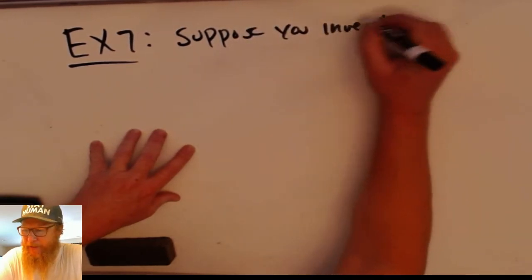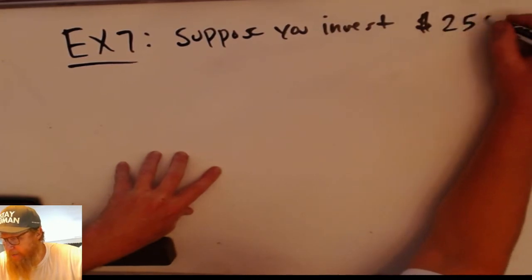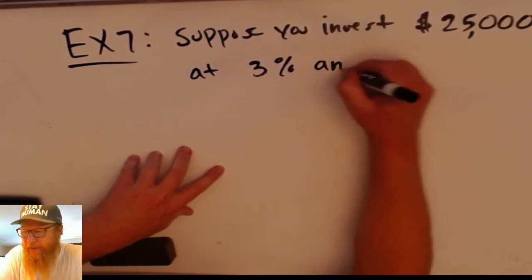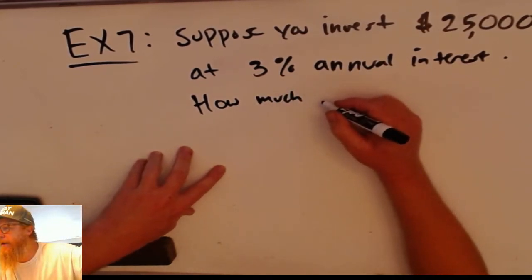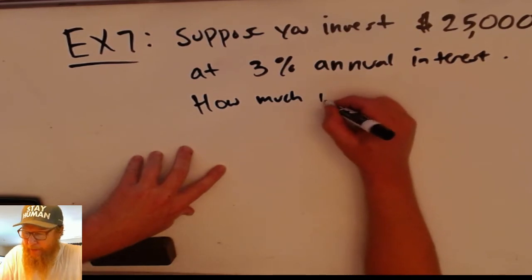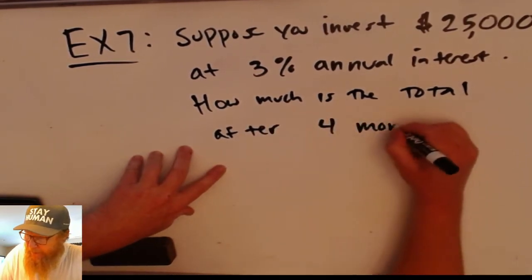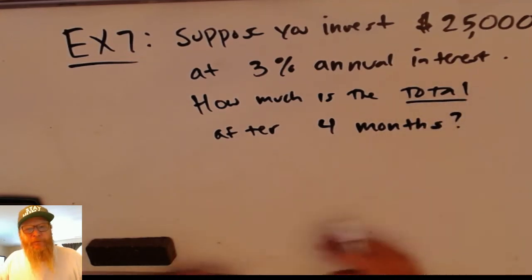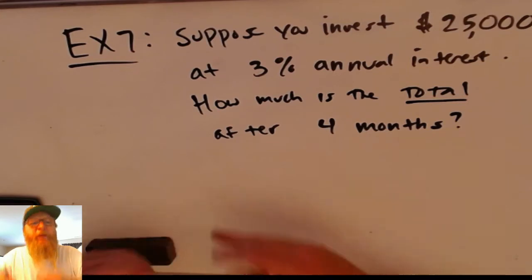Suppose you invest, I just keep trying to alternate between investing and borrowing. Suppose you invest $25,000 at 3% annual interest. How much is the total after 4 months? All right, how much is the total after 4 months? Again, the total. So the total amount, including the original $25,000. I will try to make that clear in the question, whether I'm asking just for the interest or whether I'm asking for the total amount.